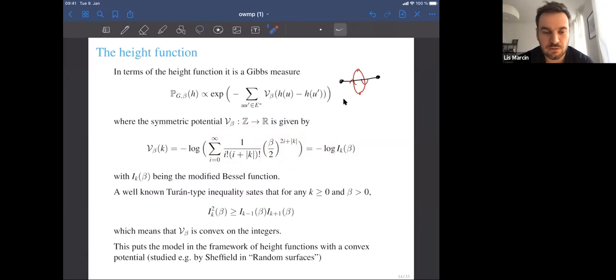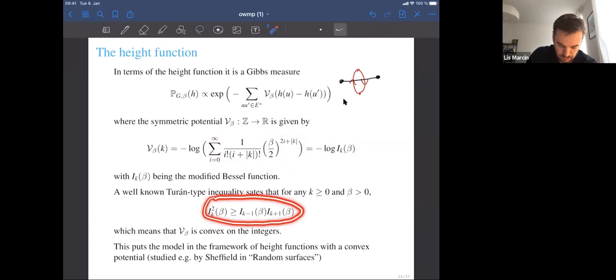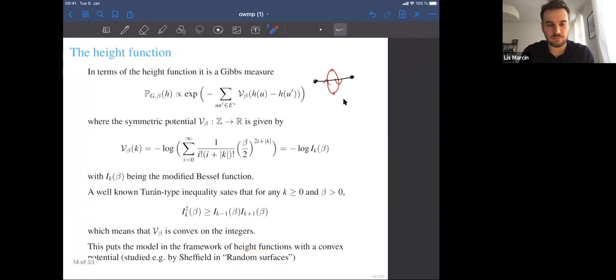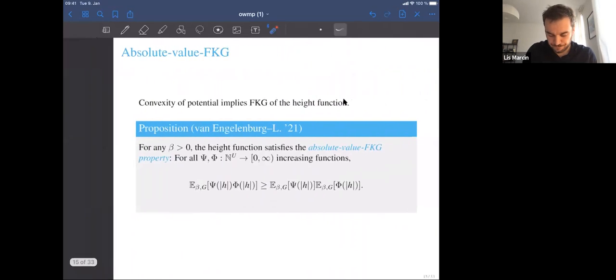So these Bessel functions are obviously classical objects and well studied. For example, one inequality tells you that they satisfy this Turan type inequality, which you can interpret in terms of our potential as it being convex on the integers. So it's a height function, a discrete integer valued gradient model with a potential which is convex on the integers. This puts the model into a family of models that have been studied quite extensively in the literature, for example, in the PhD thesis of Scott Sheffield.